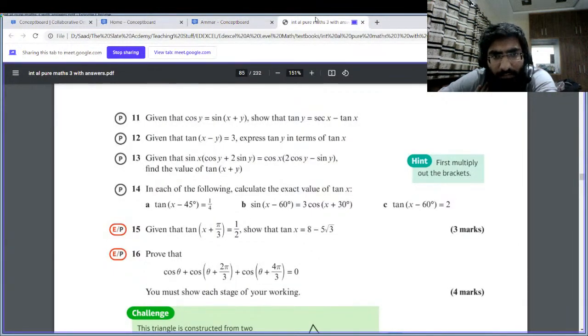Okay. I get it. Next one, please. Next one. Given that tan of x minus y is equal to 3, express tan y in terms of tan x. Tan x minus y is equal to 3.